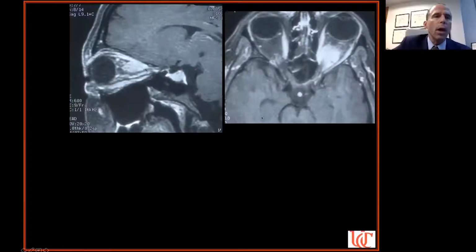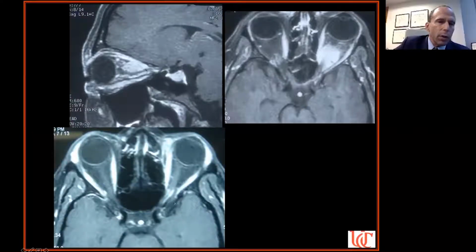And then another nerve sheath meningioma. Here's the optic nerve. Here's a sagittal image with the tumor above and below, fat suppressed, gadolinium enhanced, and the same tumor on an axial cut. You can see the nerve kind of trying to run through the middle of it here.